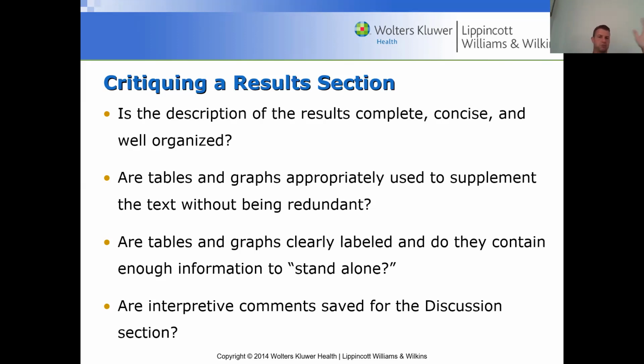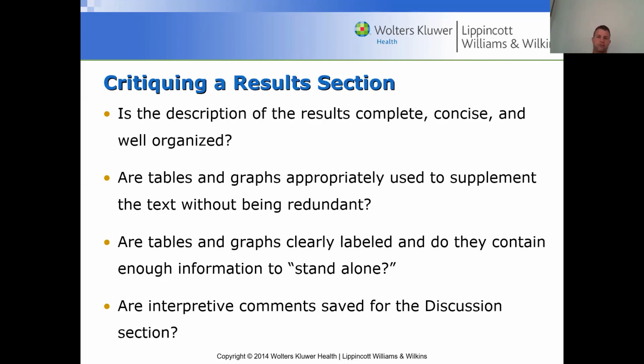You know, I understand this part of it, but what is this, right? It needs to have enough detailed information in the graph or in the table so that when you're looking at it, you can go, oh, okay, I see this. I understand this. Okay, this is what happened here, right? You're not having to be like, okay, well, what's this line? Where did this come from?